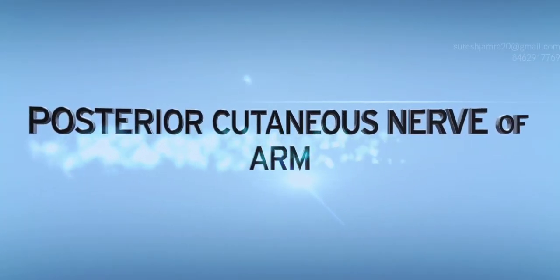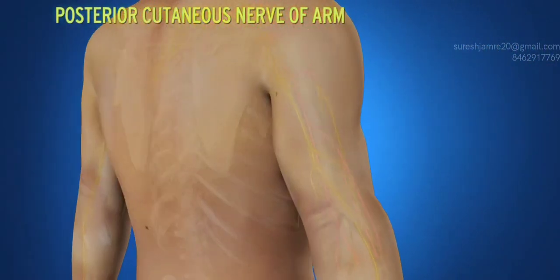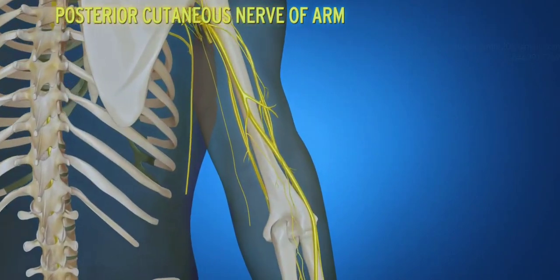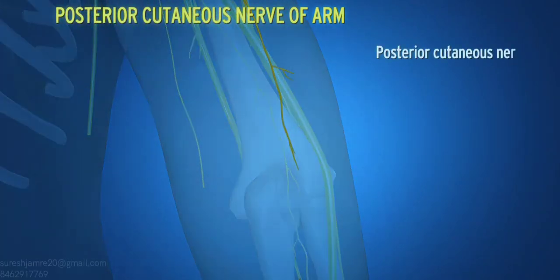Posterior cutaneous nerve of arm. The posterior cutaneous nerve of arm, also known as posterior brachial cutaneous nerve.